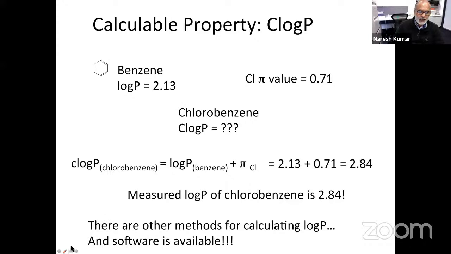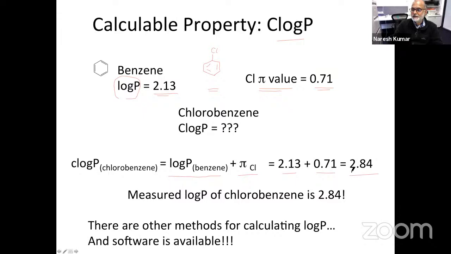And just to show you one example, the log P value we're trying to find out is for a molecule called chlorobenzene. And chlorobenzene simply has this structure where it has a benzene ring and then there's a chloro group attached to it. If you want to calculate theoretically the log P value of chlorobenzene, you just look at the log P value of benzene, which is 2.13. And the pi value for this chloro functional group is 0.71. And all you need to do is add the log P of benzene and that pi value, which is 2.13 plus 0.71, and you get a value of 2.84. So you can simply calculate that the C log P value of chlorobenzene is going to be 2.84.